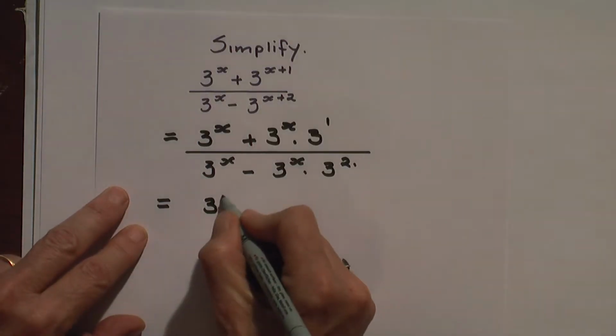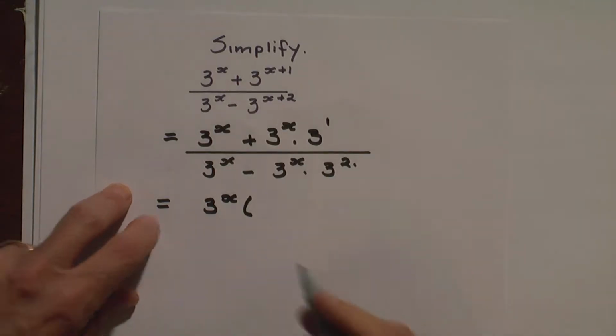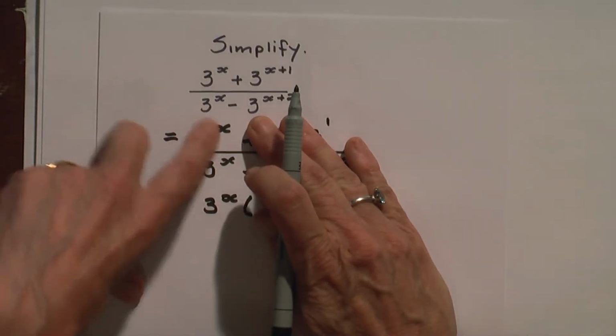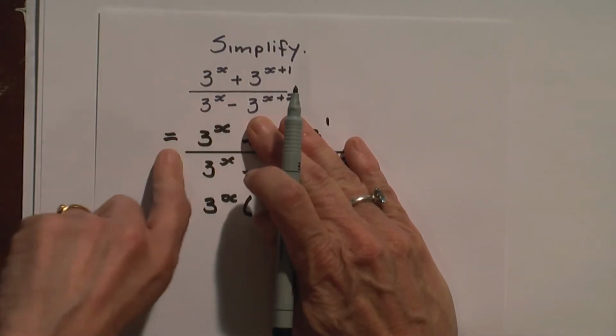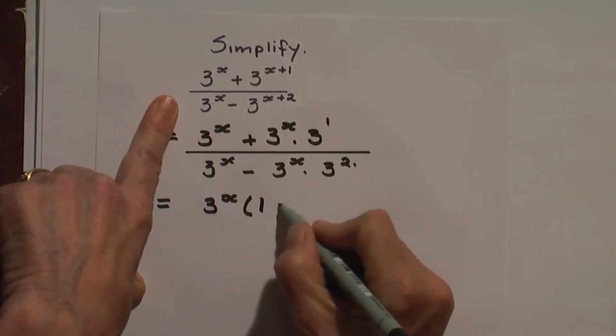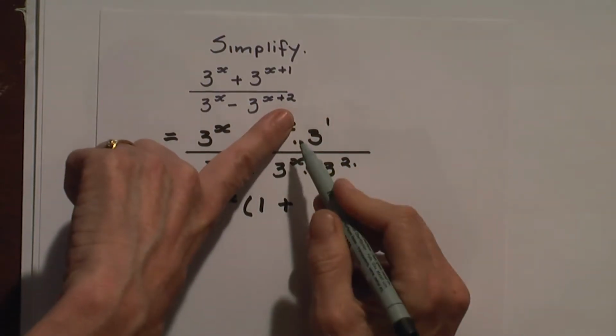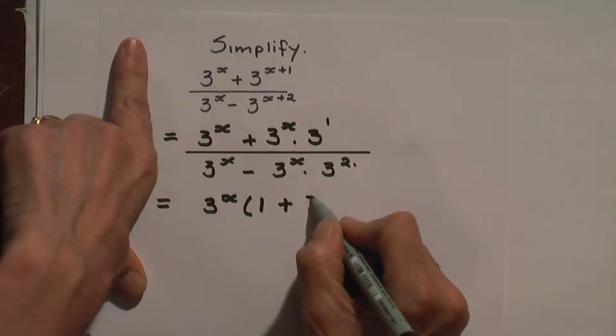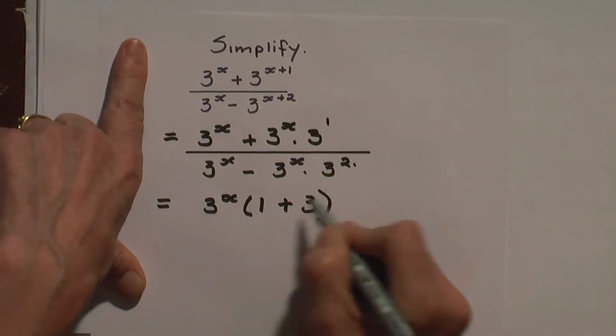Out comes 3 to the x. Now again, be careful. 3 to the x is out of there. There's not nothing there. It's 3 to the x multiplied by 1 plus. Took out the common factor of 3 to the x. I've got 3. Double check that you're happy with that.